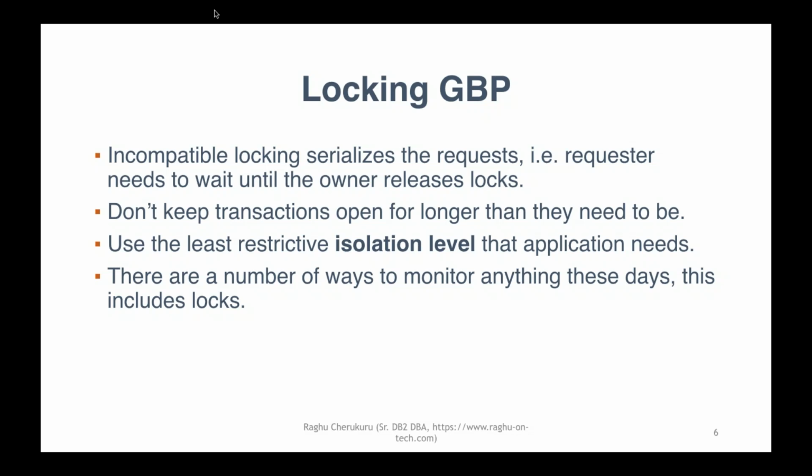Incompatible locking serializes the request, and as a result, your throughput goes down and your response time increases. So these are some of the tips that you can use. I actually recommend these things because I have seen people using wrong isolation levels and causing issues. I have seen in an application where, as a bug, they forgot to issue a commit for one of those transactions that actually held up their application.